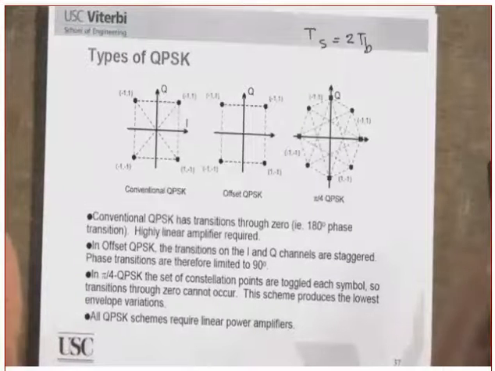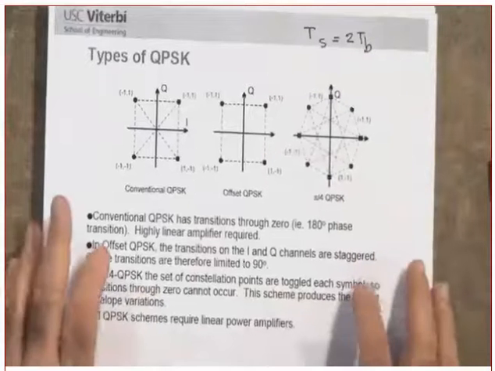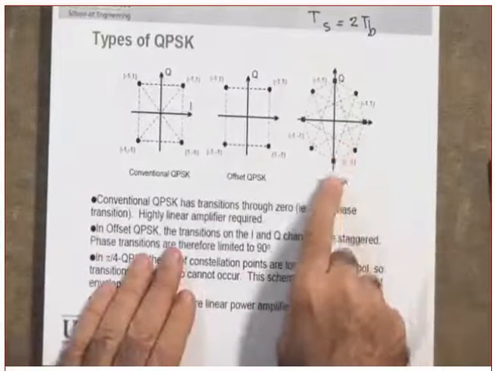You want your emission to be confined within your band of interest. Clear? Okay, good. Now, the third type, which we discussed last time, was what?